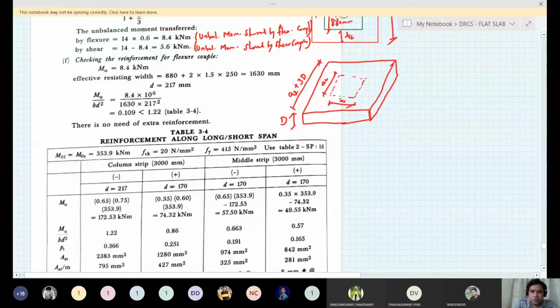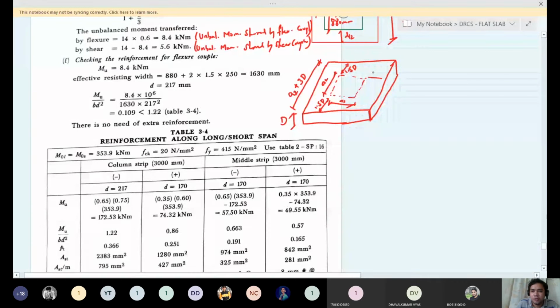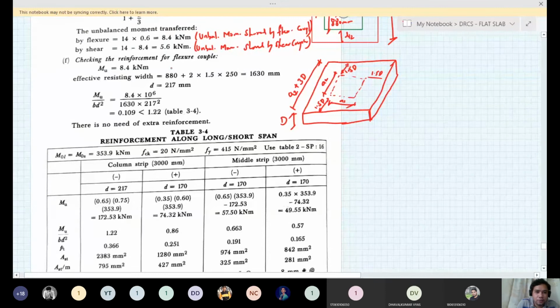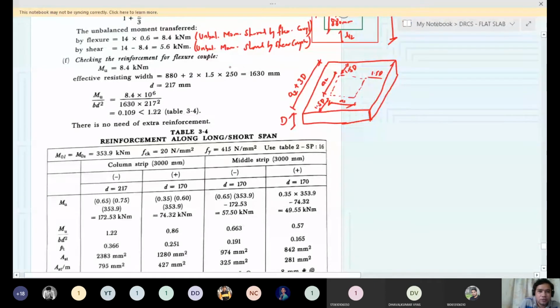So it will be 1.5 d offset from this side and 1.5 d from this side. Same way here also, if this is a1 plus 1.5 d and 1.5 d on this side. So your 880 is your a2 plus 2 times 1.5 times the d. So this formula is a2 plus 3 times d, or 2 times 1.5 d, that is 1.5 d on each side.